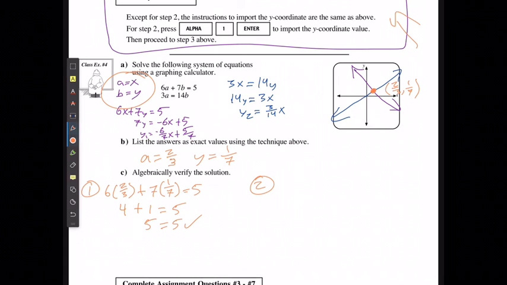For equation 2, if I have 3 times 2 over 3 is equal to 14 times 1 over 7, then 3 times 2 is going to be 6, divided by 3 is going to give me 2. 14 times 1 is 14, divided by 7 is going to be 2. 2 equals 2, and both these solutions work.